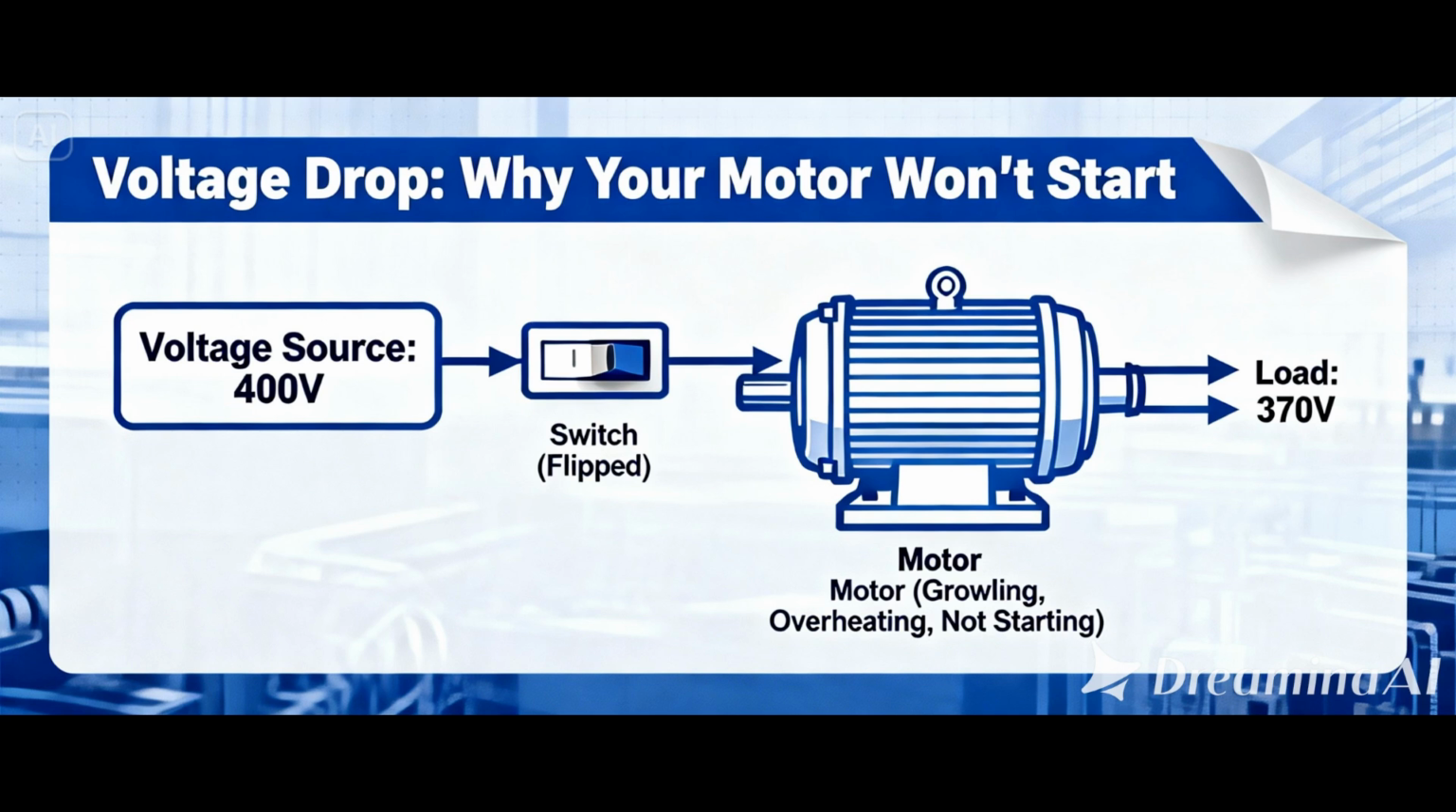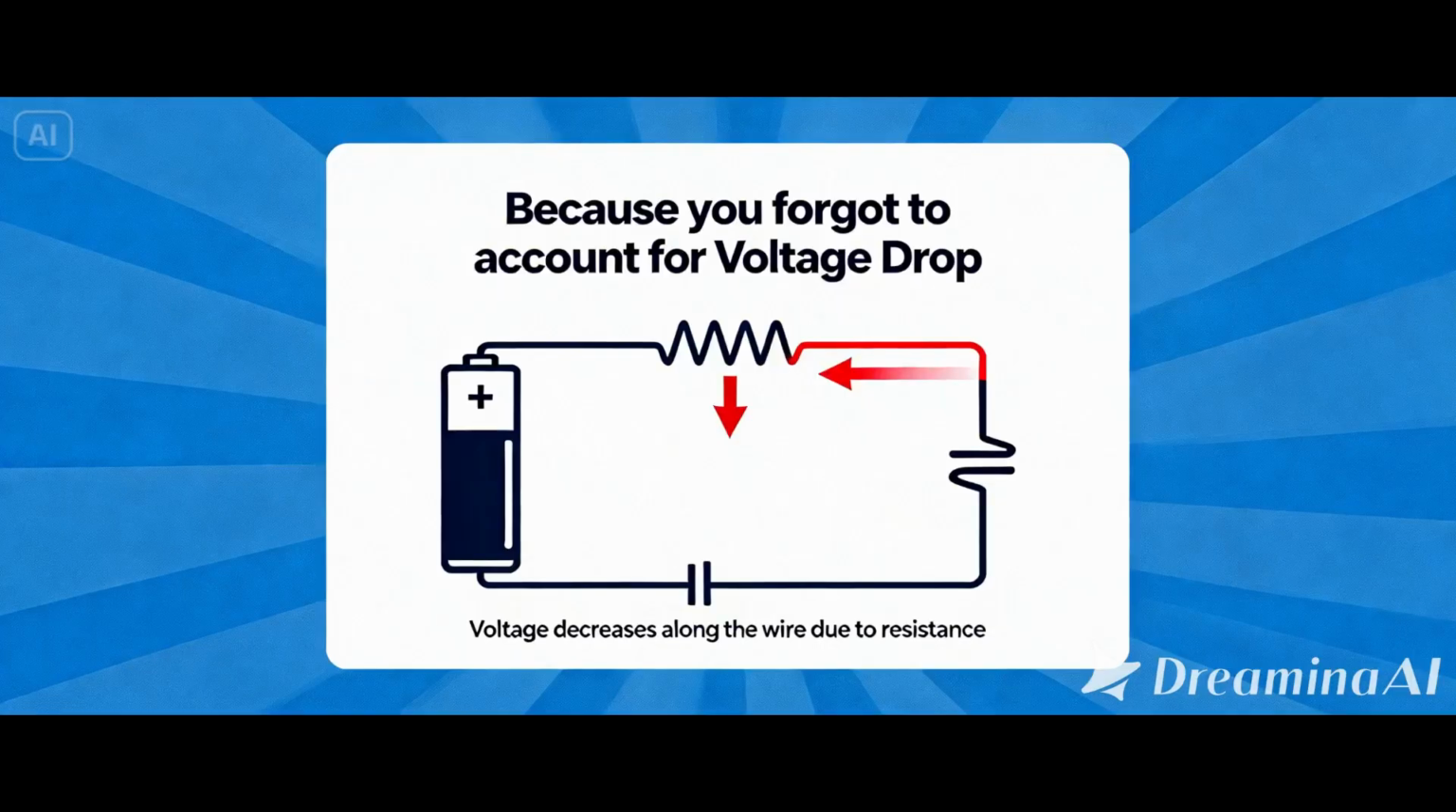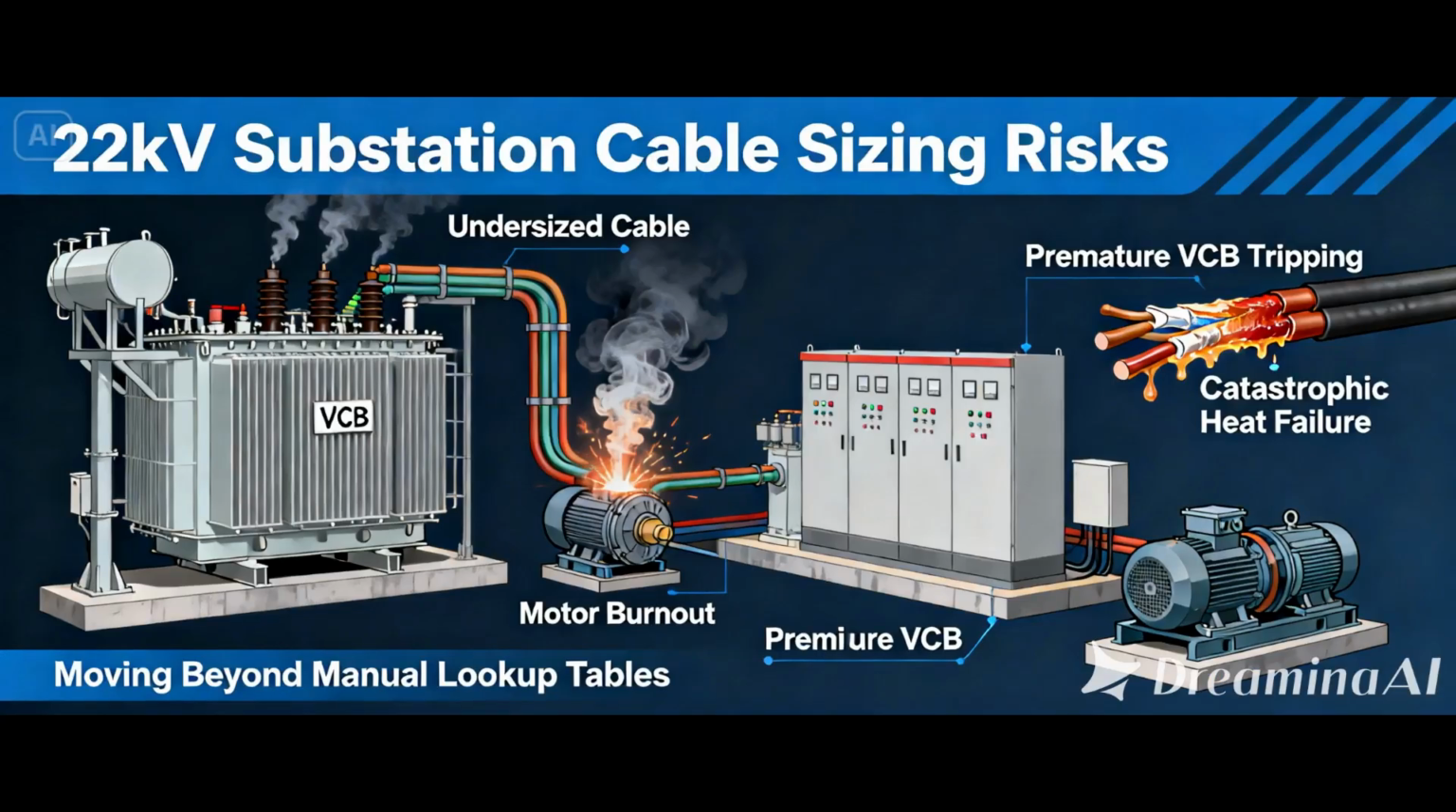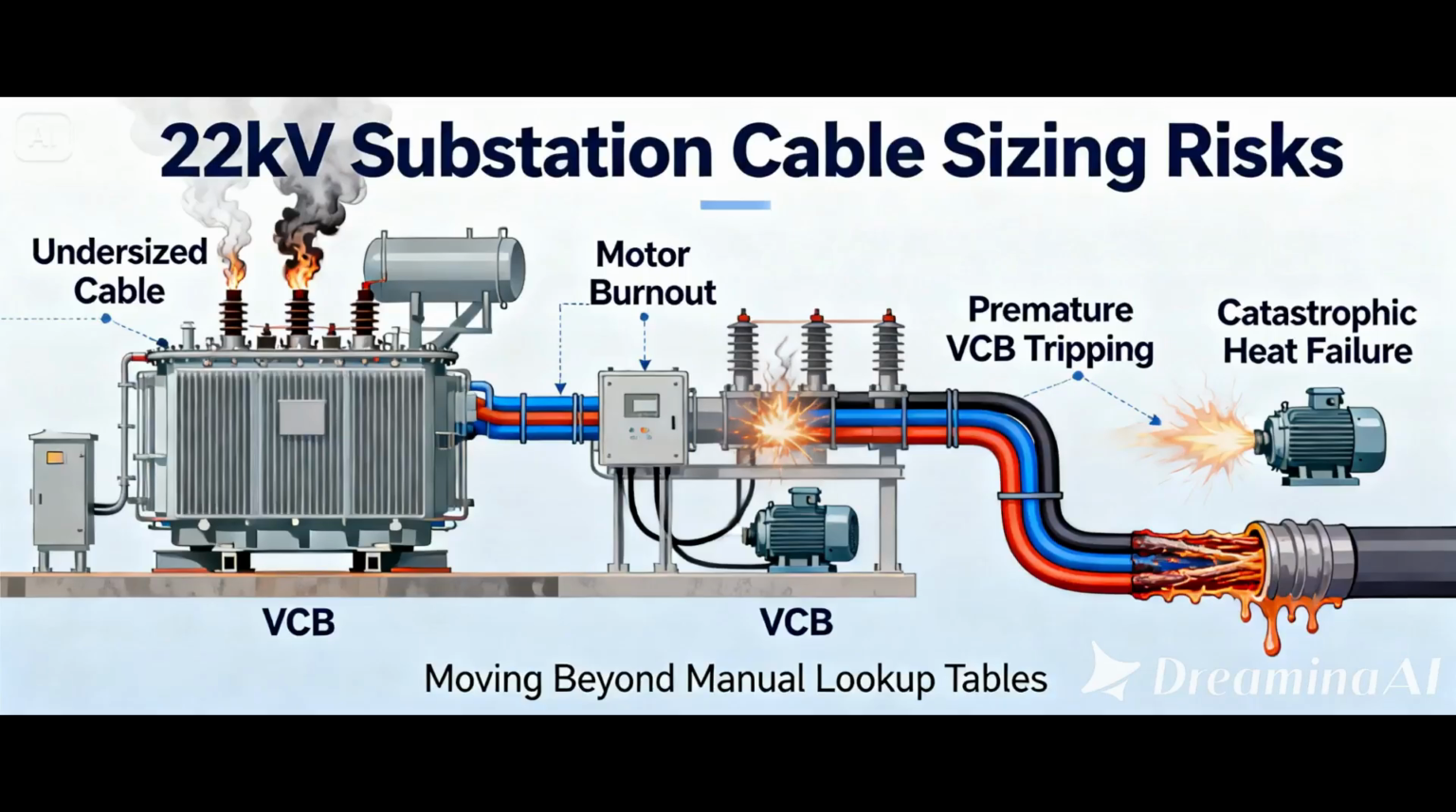But when you flip the switch, the motor growls, overheats, and won't start. Why? Because you forgot to account for voltage drop. You might have 400 V at the source, but only 370 V at the load. In my 20-plus years of experience in 22 kilovolt substations, I've seen undersized cables lead to motor burnout, premature VCB tripping, and catastrophic heat failures.